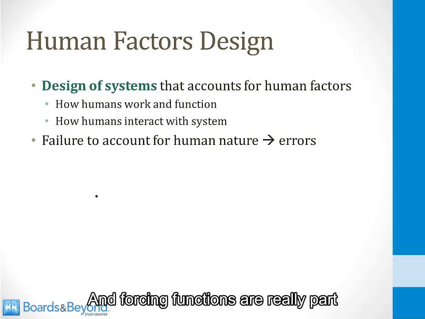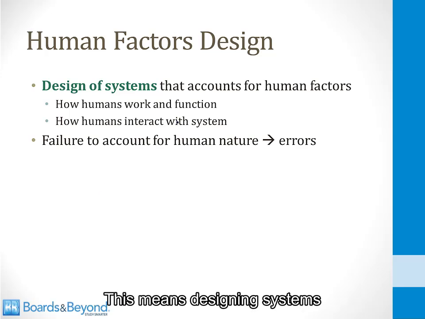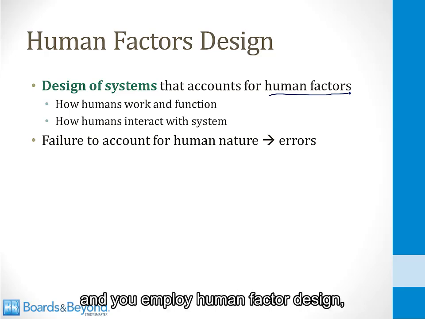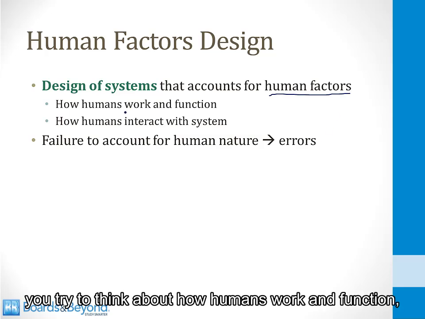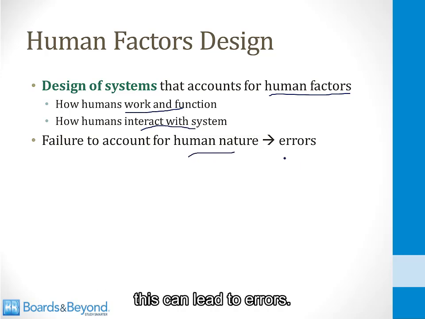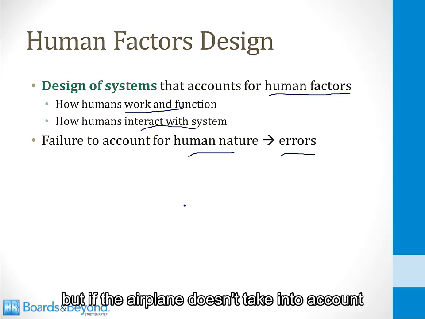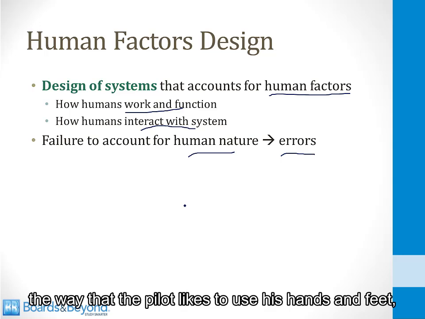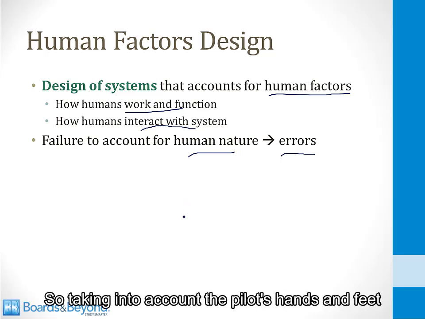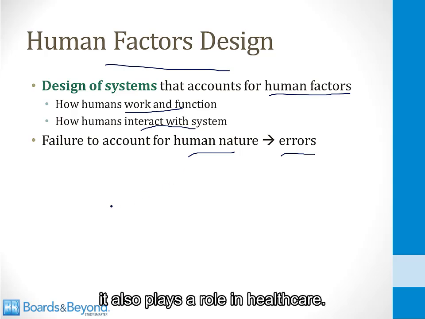And forcing functions are really part of a larger subject called human factor design. This means designing systems that account for human factors, obviously. So when you build a system and you employ human factor design, you try to think about how humans work and function and how they interact with the system. And if you don't account for human nature, this can lead to errors. So in other words, you can have a perfectly good airplane, but if the airplane doesn't take into account the way that the pilot likes to use his hands and feet, you may have a crash even though the airplane is perfectly good. So taking into account the pilot's hands and feet and what the pilot likes to do with them is called human factor design. It also plays a role in healthcare.